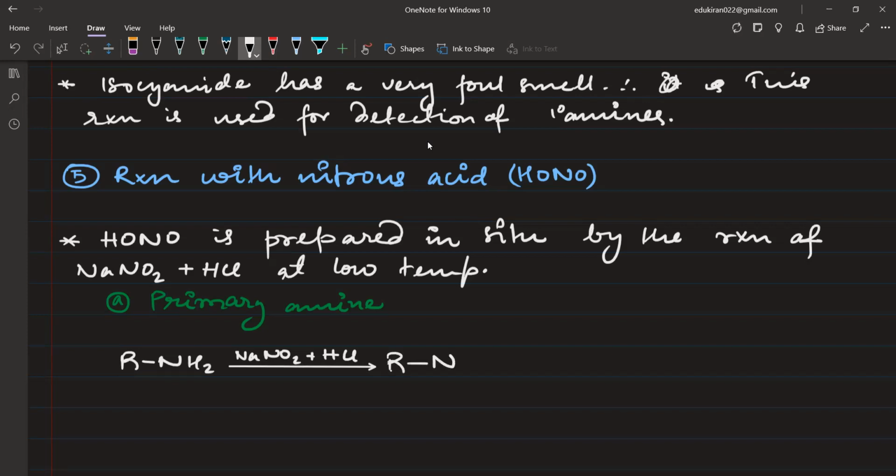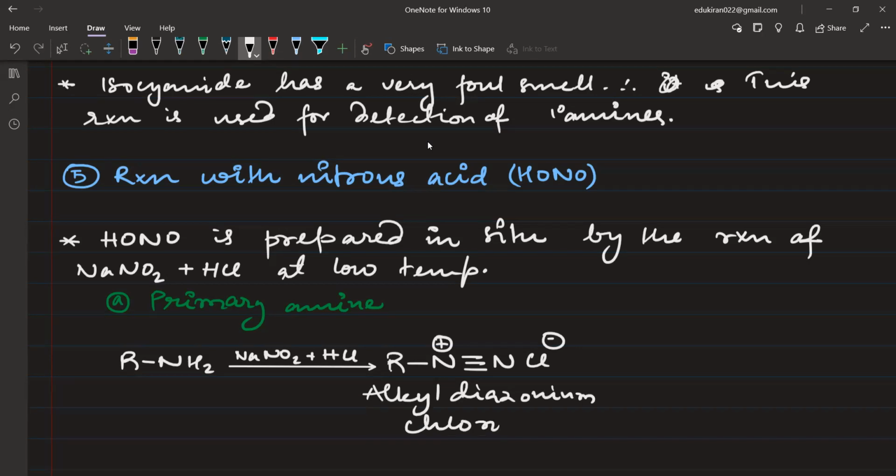You will get R nitrogen with another nitrogen with triple bond. This nitrogen atom will have positive charge, and here you will have Cl negative. This is alkyl diazonium salt or alkyl diazonium chloride. Generally speaking, this is alkyl diazonium chloride. Okay, now this is very unstable. It even reacts with moisture. Okay, and it forms alcohol. It forms 1 degree alcohol. Okay, it forms what? Primary alcohol. And it gives out N2 gas, and it also gives HCl gas.